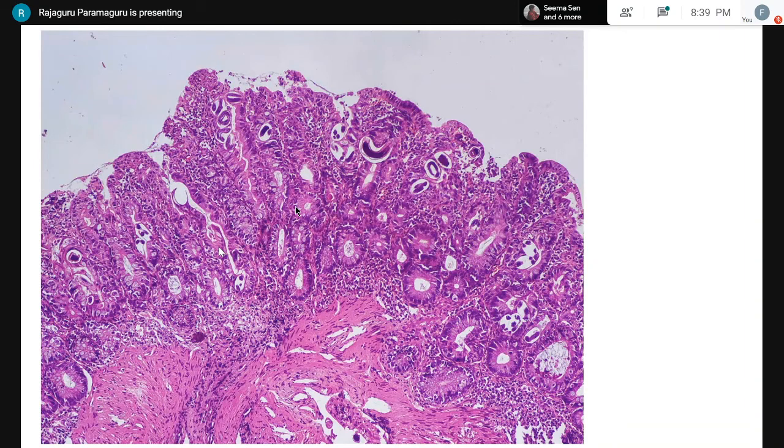So this is the last case, a recent biopsy from the cecum in a 45-year-old female. If anyone could tell what this is, then we'll close the talk with this.